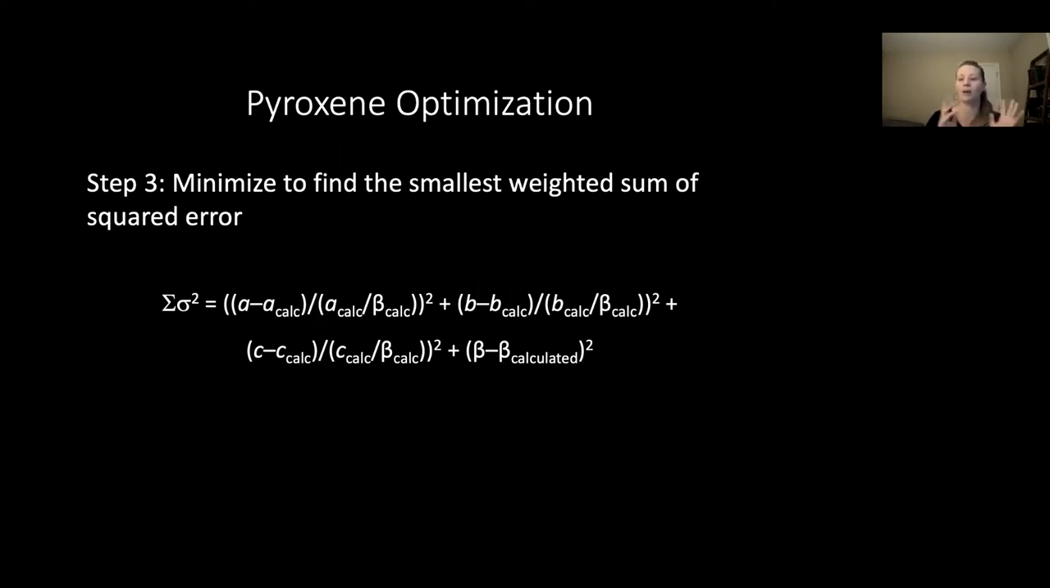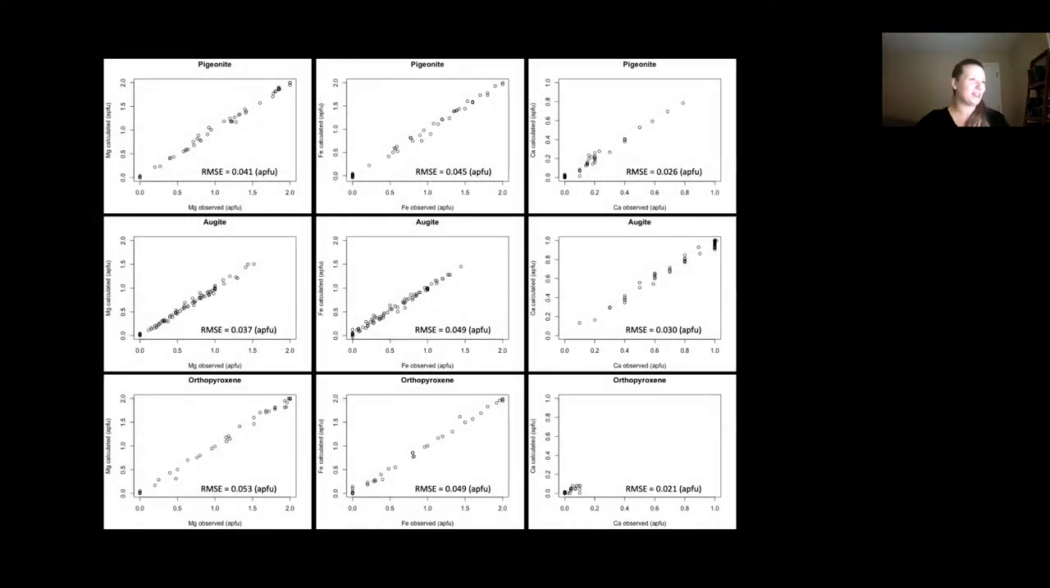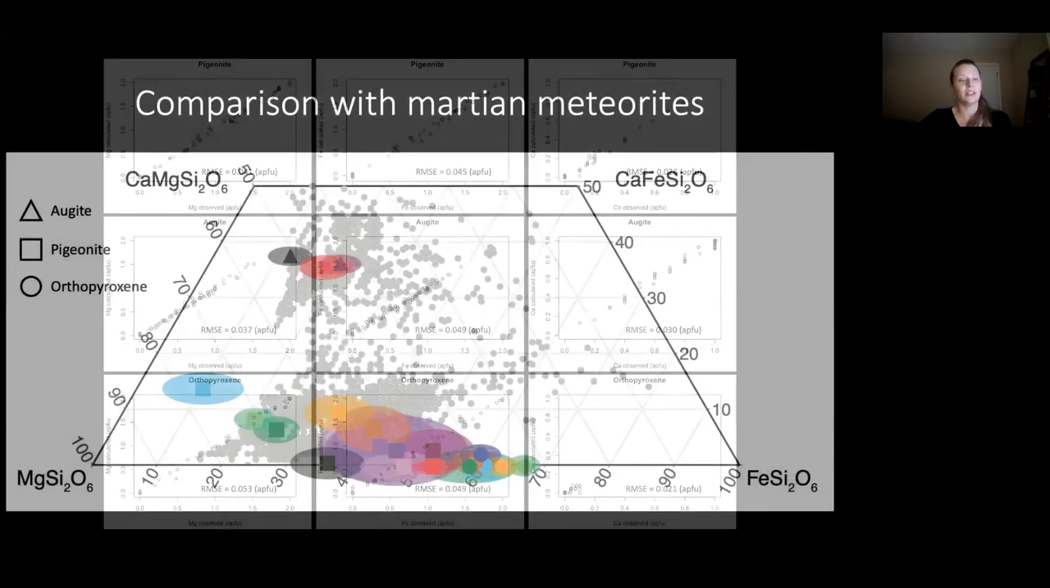And I promise I'm almost done talking about math. Very close. So it turns out our equations work really, really well. Our error is about doubled from what it was in the simpler two-component system. So here we have around 0.04, 0.05 atoms per formula unit for the error of each of those, but it's still really good. So we were quite pleased with these results.